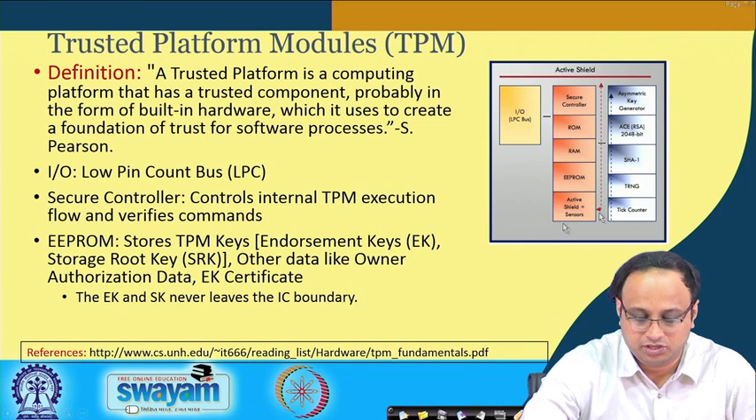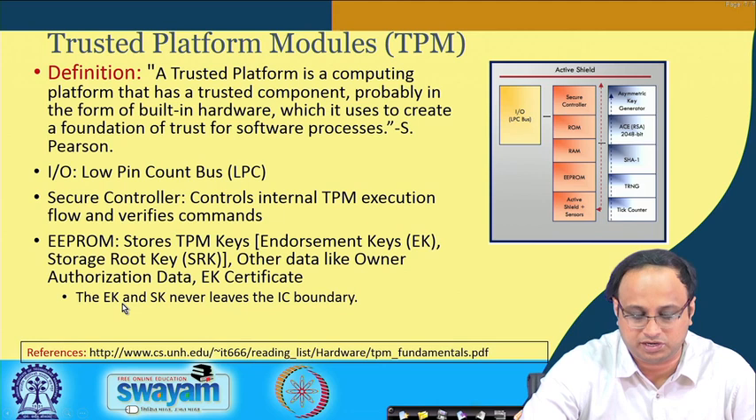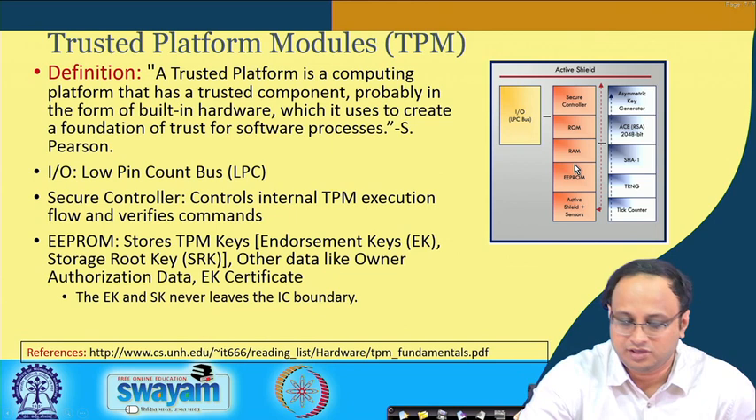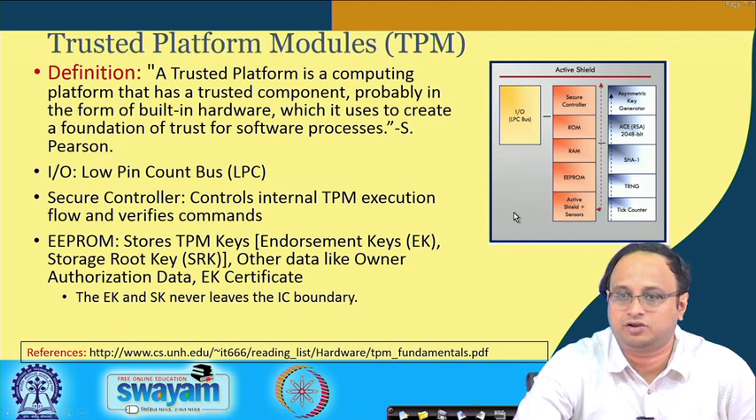You may note here that the EK and the SRK never actually leave the IC boundary. They remain embedded, and in particular the private component of these, which are typically based on public key cryptography, so they have a public key and a private key component. The private components of these keys, like the endorsement key and the SRK, never leave the IC boundary. They remain inside the TPM chip and are never externally exposed. This is a feature of the TPM chip, and there is some criticism against it also, because even the user who is using the TPM chip is not aware of these keys. So this can lead to some privacy allegations.